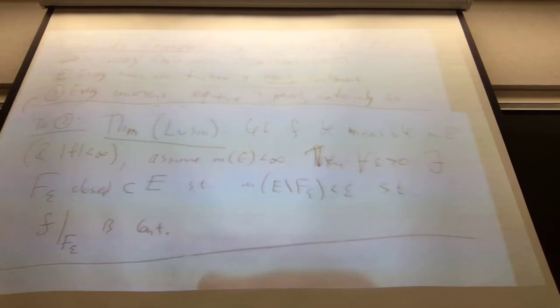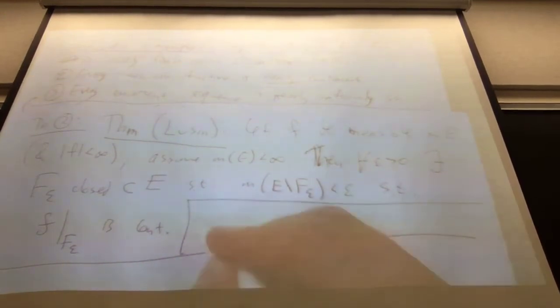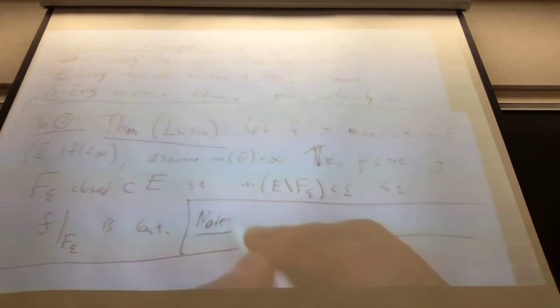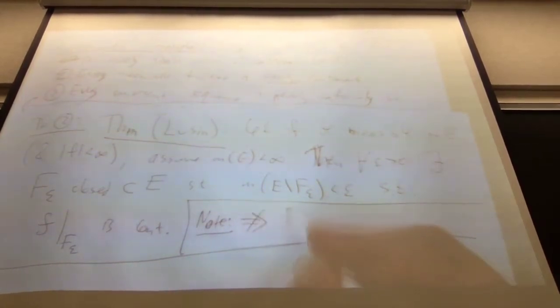I want to just note, and maybe you guys will explain to me why this is the case: this does not imply that f on all of E, in other words, not restricted at all, is continuous at all points of F epsilon. What's the difference between these two things?